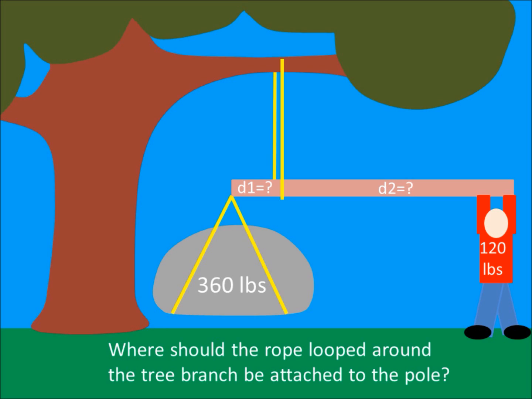3 plus 1 is 4, so dividing that 10-foot pole by 4, we get 2.5, which means that distance 1 should be 2.5 feet and distance 2 should be 7.5. Thank you very much, and I hope you enjoyed this lesson.